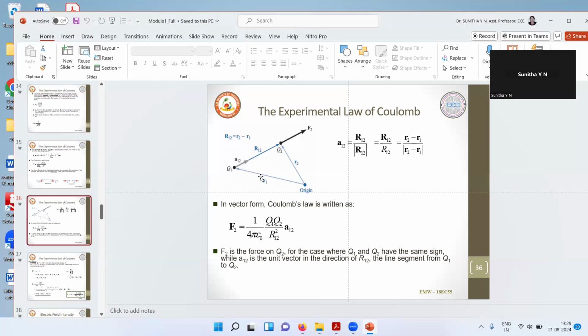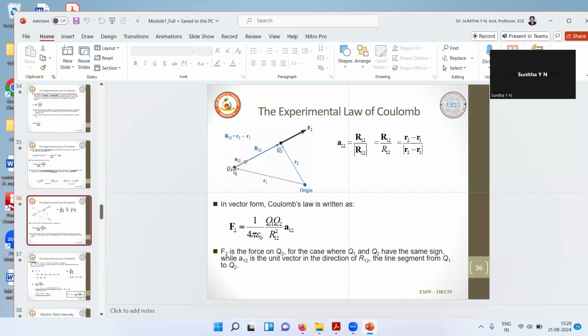So from this triangular law, I can write an equation for R12: R12 is equal to R2 minus R1. I can write that equation according to the triangular law, as we call it.